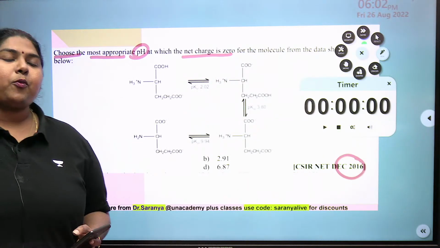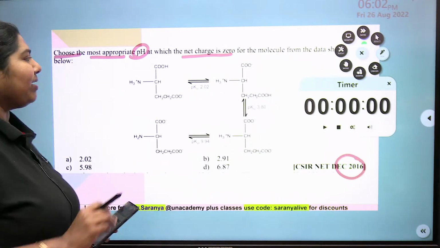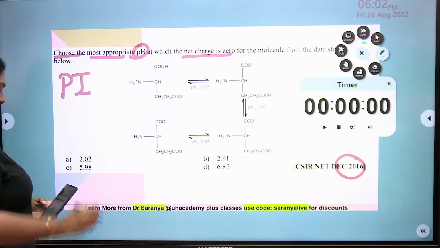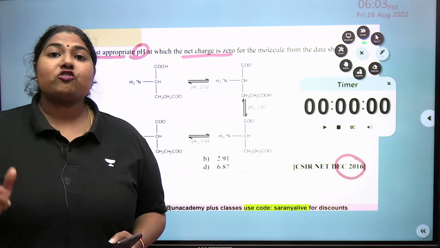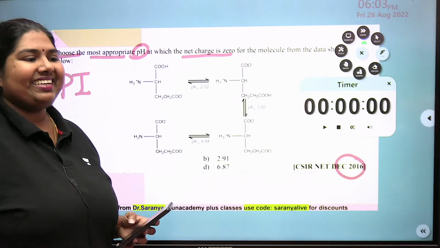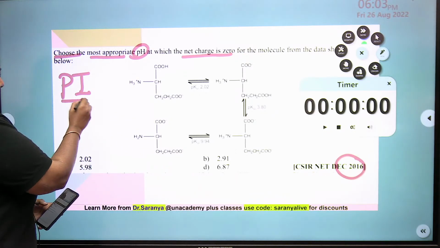So at what point will your net charge be 0? What is it called? It is called the pI. What is pI? pI is the isoelectric point, isn't it? So what is pI? pI is this isoelectric point.